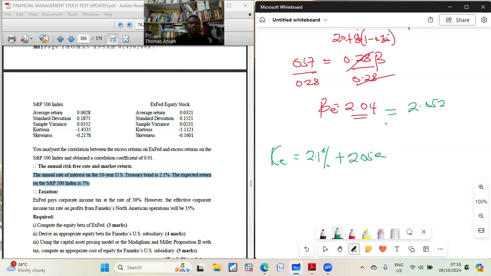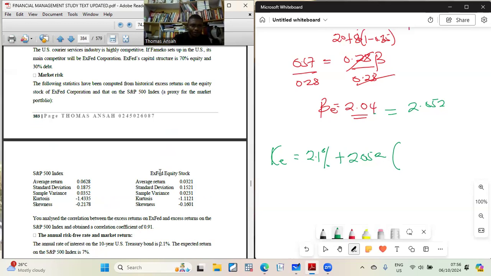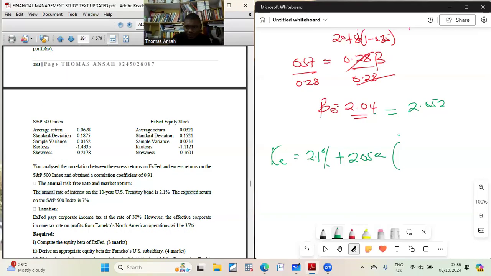If you want to keep it at 2 decimal places, tell the examiner all figures are rounded to 2 decimal places. Then you have into bracket, you were given, the expected return. The expected return is the RM on SP. What is SP? You should know that SP is the market, because they told us the market. It says that SP is a proxy market portfolio. So that means 7% minus 2.1%.